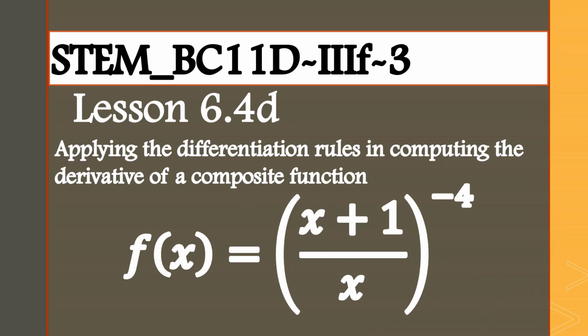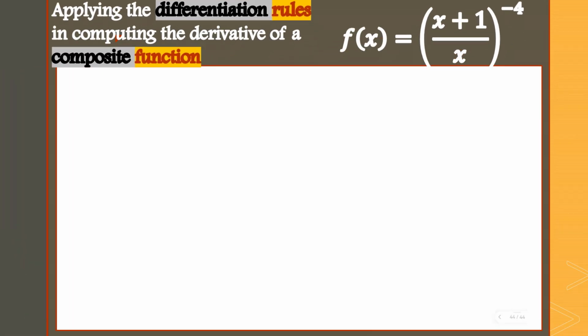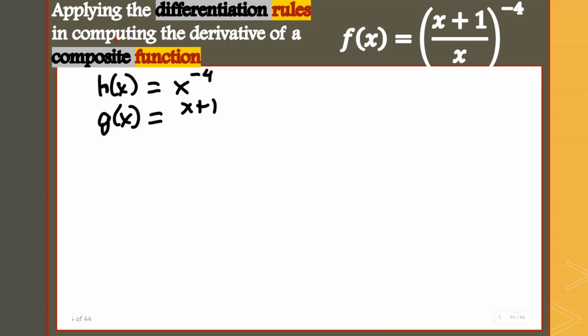Let's apply the differentiation rule in computing the derivative of this given composite function. We are 100% sure that this function could be expressed as a composite function because we could see here a rational expression raised to another exponent, in this case, a negative exponent. So we can write h of x being x to the power of -4, and our g of x is the rational expression (x plus 1) over x. In that case, our f of x is actually h of g of x, which is indicated in this form.